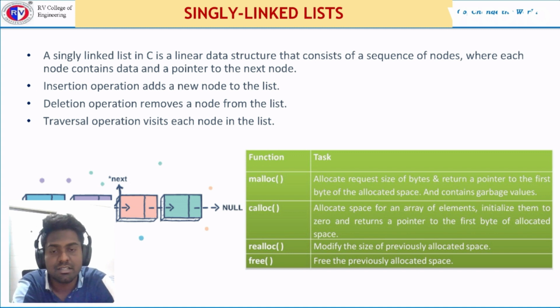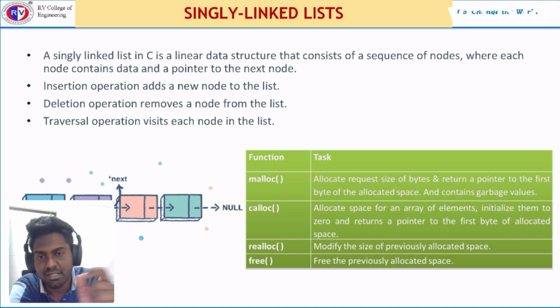Singly linked lists, structurally, have a data component and a pointer component. The pointer component points towards the next element in the list. Whenever there's an insertion operation in singly linked lists, you have to create a new element, a structure pointer, with a data element such as an integer or character, as well as a pointer which points towards the next node.